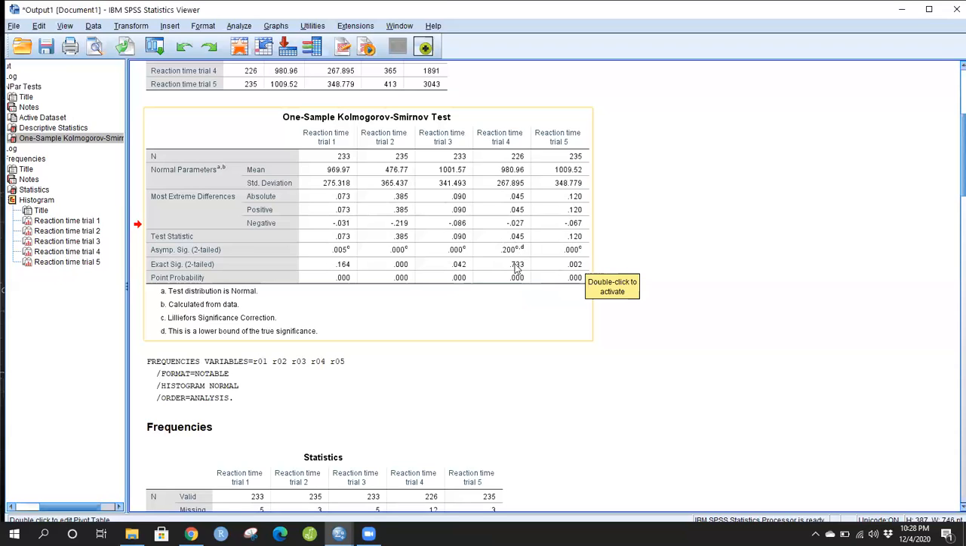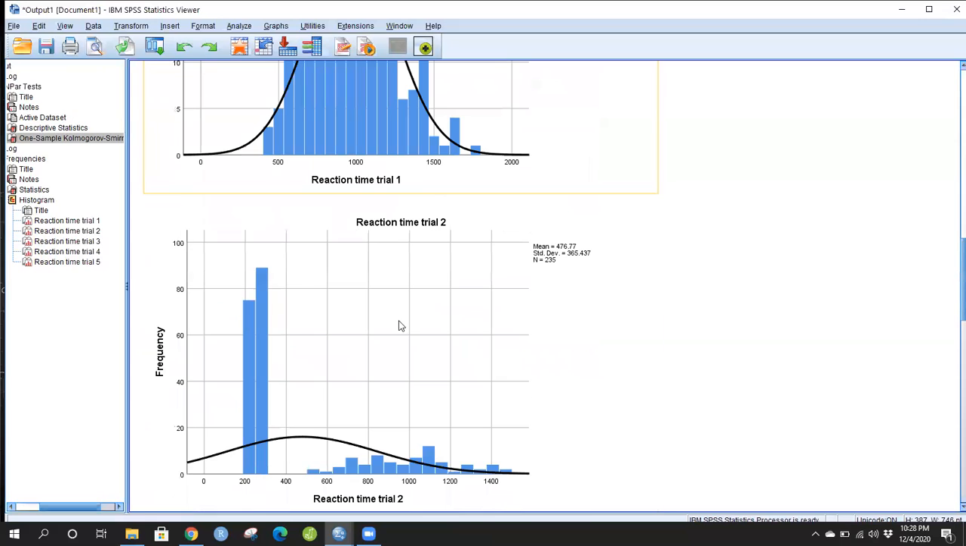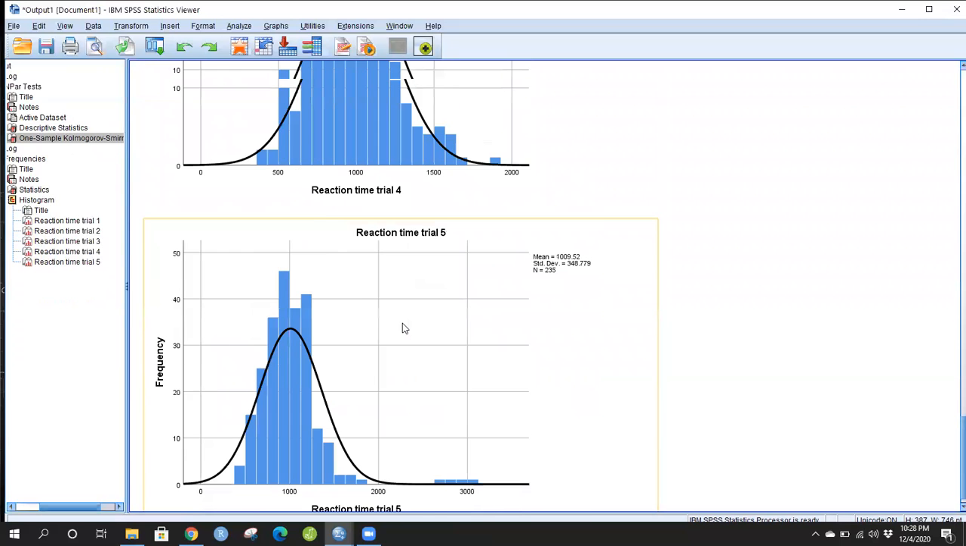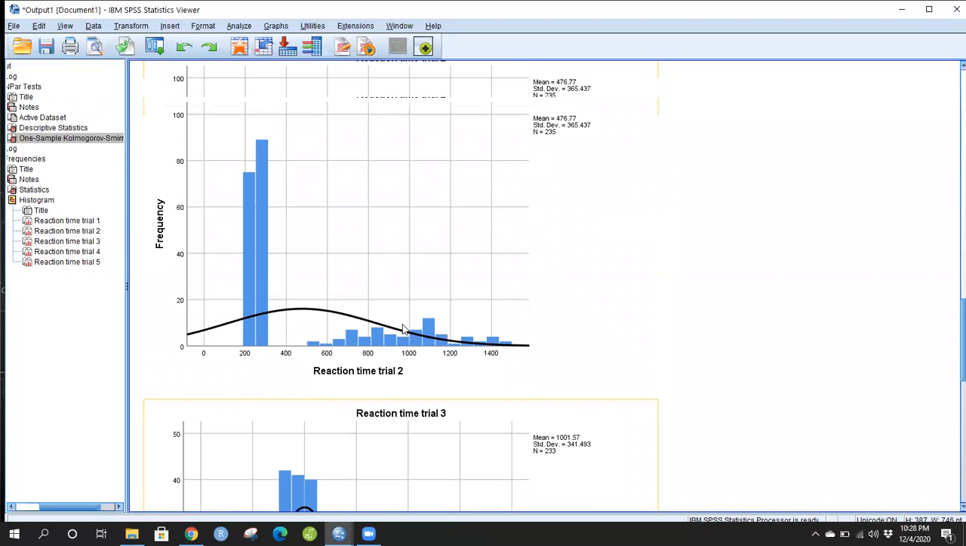In the fourth variable, with alpha of 5%, this 0.733 is way greater than the alpha of 5%. So we are not able to reject the null now, and therefore the reaction time trial 4 variable is also normally distributed. So the results are indeed in sync with what we saw visually. As I said, sometimes it pays you by looking at the data.